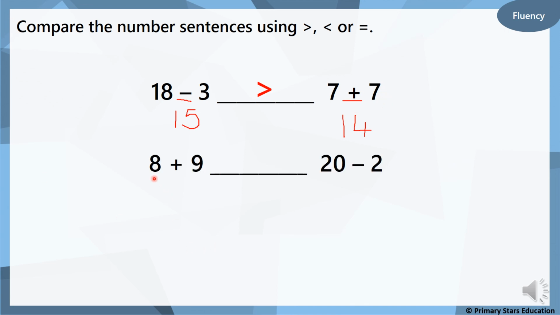Here's another one. We have 8 plus 9 and 20 subtract 2. Notice they've both got different operations for you to do, so you need to look really carefully when you're doing your worksheets like this that you check what the question is asking you. So pop 8 in your head and count on 9. 8 in your head, 9, 10, 11, 12, 13, 14, 15.